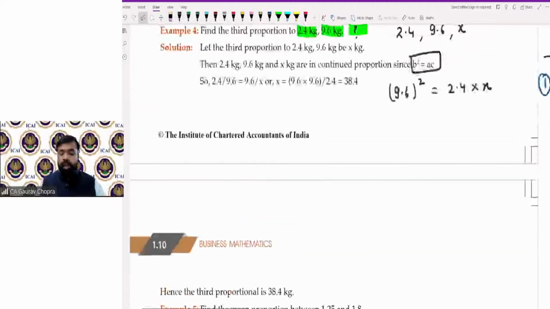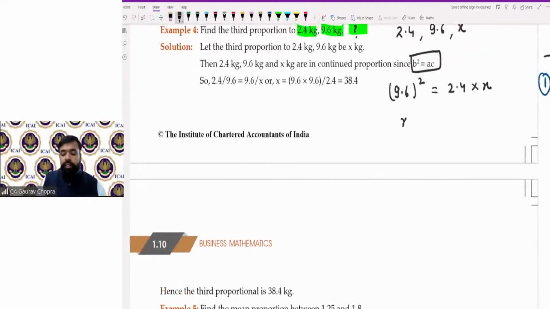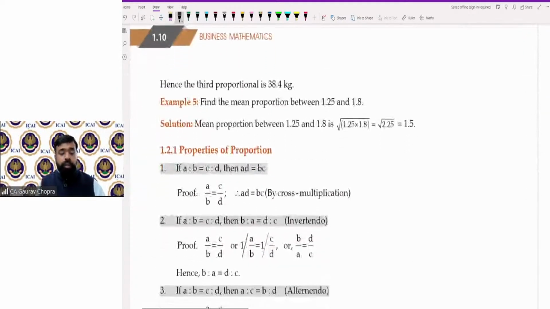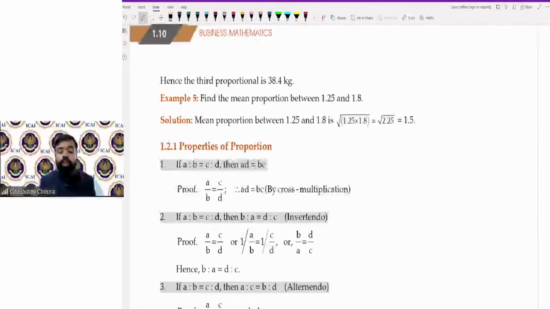So what you are getting as the final result, x is equal to 38.4. So this is your final value. So most of you have given the answer. That's great. Now, find the mean proportion between 1.25 and 1.8.